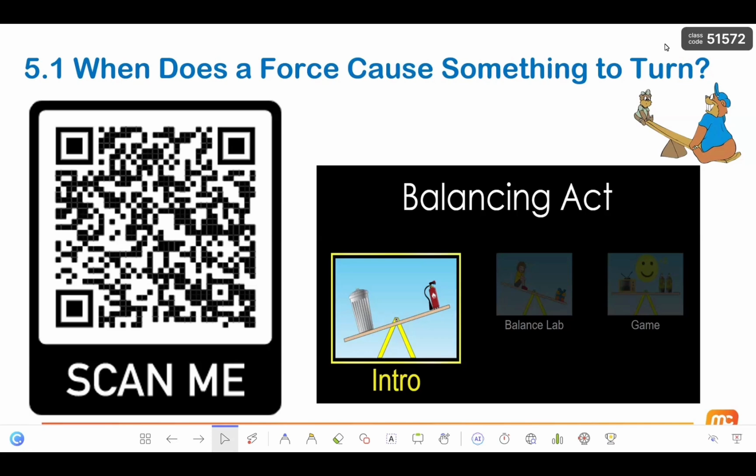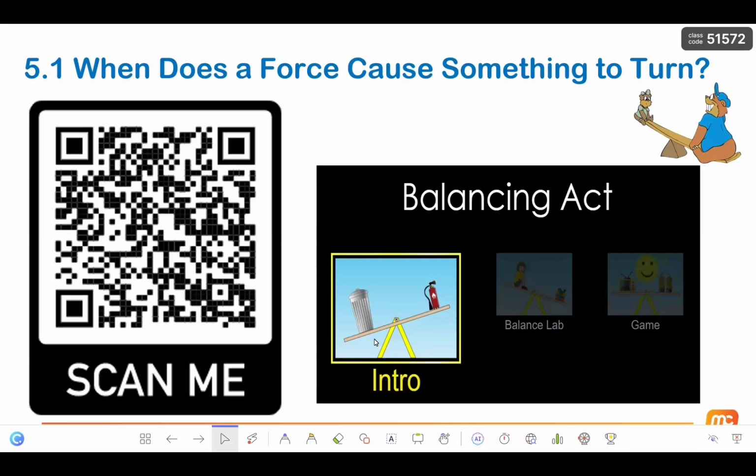Okay, so over here you have a QR code. You may scan the following QR code. It will bring you into this simulation, which is called Balancing Act. In this simulation, there are three parts: intro, balance lab, and game. In the intro section, you have a fire extinguisher and a rubbish bin. They have different mass, and then you can position them along different positions on this wooden rod. And the main purpose is to try to balance this wooden rod.